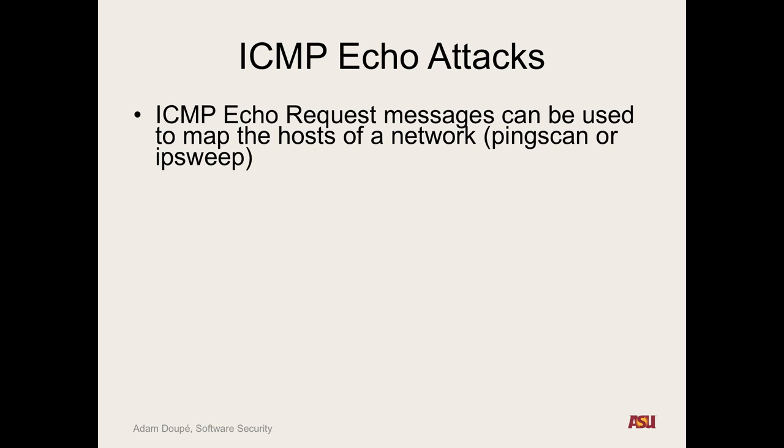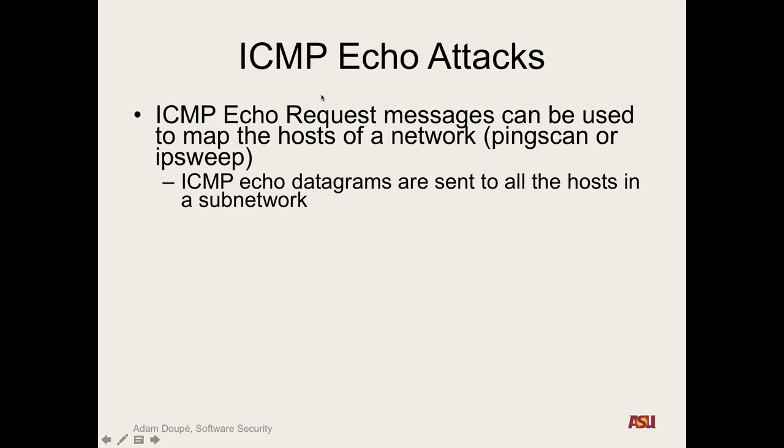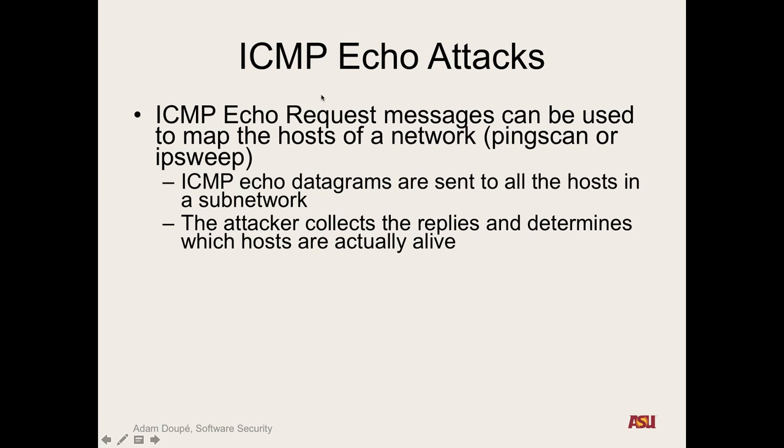So you can actually use this to try to identify hosts on a network. You say, okay, I'm on the subnet 192.168.1.255. I can try to ping every host from 192.168.1 all the way up to 254, and if I get replies, then I know those hosts are up and responsive to me. This is called a ping scan or an IP sweep. You just send echo requests to all these hosts and collect replies to determine which hosts are definitely alive.